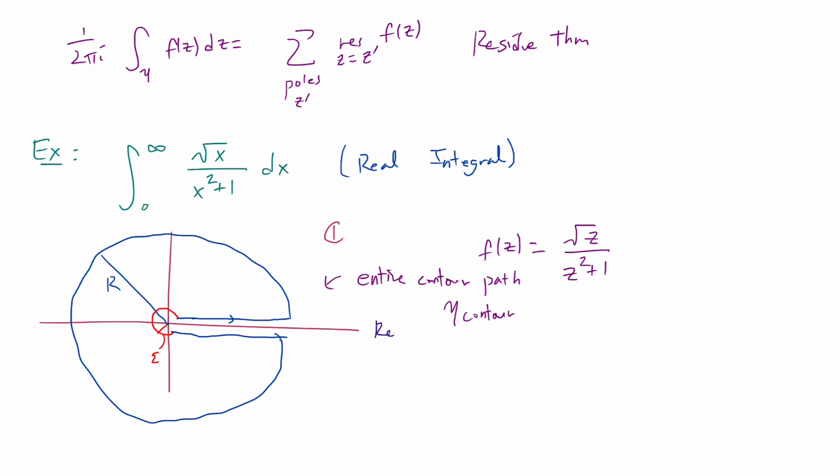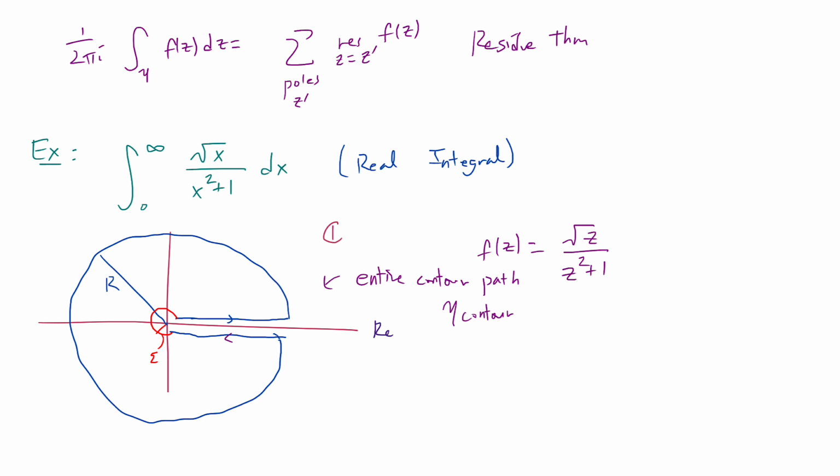And we also have the two horizontal paths. Let's call this gamma right, and this path gamma left. And we also have gamma epsilon and gamma r, where gamma r is rotating counterclockwise around the circle, and gamma epsilon is rotating, in this case, clockwise, the way I'm moving around the circle of radius epsilon.